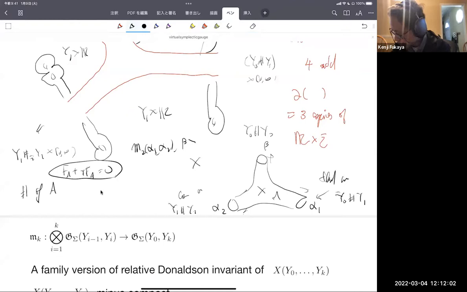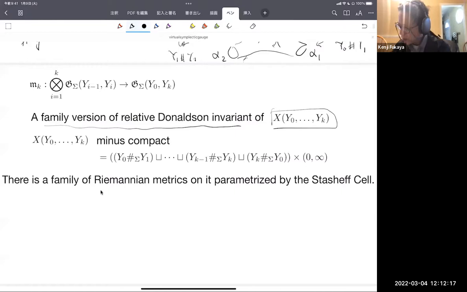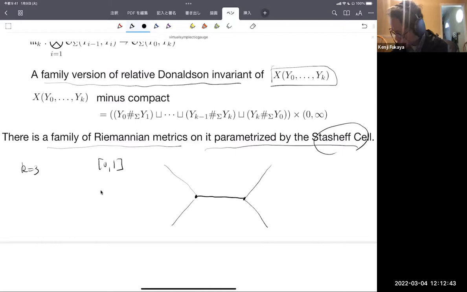So this is M2. So let me define Mk. Mk is something like a family version of the relative Donaldson invariant on this four-manifold with a family of Riemannian metrics, and it is parameterized by the Stasheff cell. So let me consider the case k is 3. Then the Stasheff cell in this case is actually an interval. And this Stasheff cell is identified with metric ribbon trees with k plus one vertices. So in this case, these two edges have infinite length, and this length is a parameter.